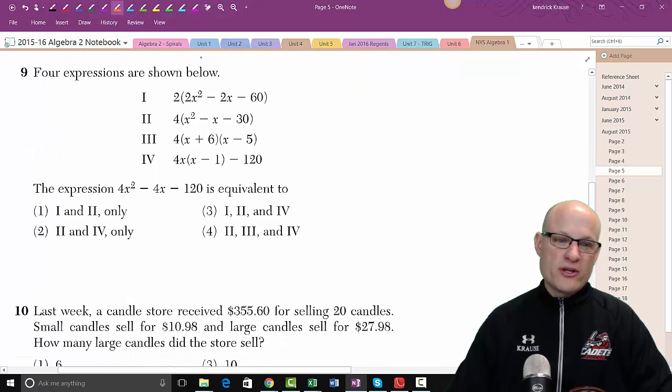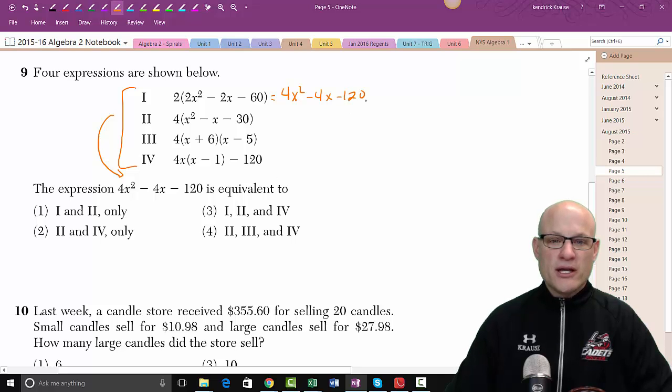Four expressions are shown below. Which are equivalent to this expression? Okay, so we want to see how many of these are equivalent to this expression. We're going to distribute this too. So 4x squared minus 4x minus 120. Yep. Now we're going to distribute the 4. 4x squared minus 4x minus 120. Yep. Oh, now we've got to double distribute, then distribute the 4. So let's do that first. So that's x squared, and that's minus 30.